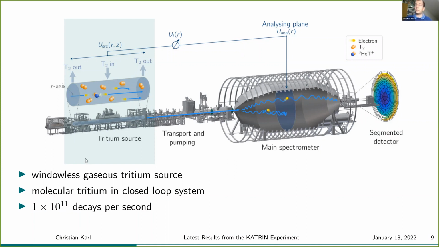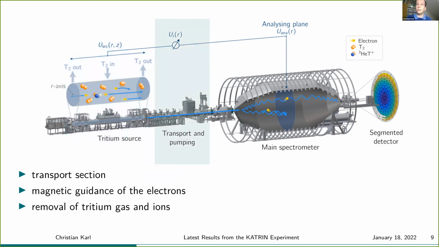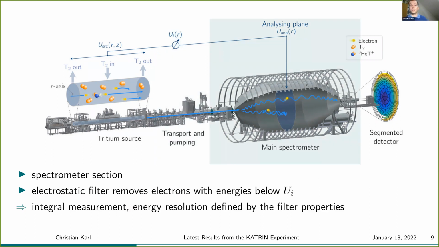Now, once we have the electrons, we're going to want to have them in an energy measurement at some point, but first we have to transport them. And here we magnetically guide the electrons, but we remove any tritium gas and ions, as these would be a very high source of background. So these have to go out, but the electrons are guided and guided and guided to our spectrometer section. And here an electrostatic filter removes electrons with energies which are below the set filter voltage U_I. So what we're doing is really an integral measurement. All electrons that have enough energy to pass the filter are then simply counted.